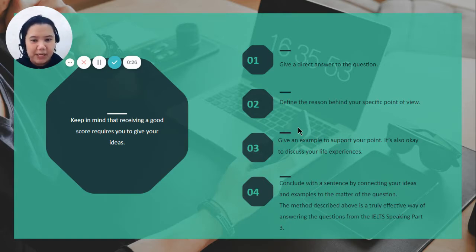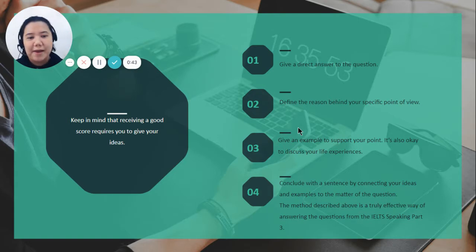All right, so for this one, there are actually various types of questions in the IELTS Speaking Part 3. Yet, you can use effective techniques to answer any type of questions for Part 3. And also keep in mind that receiving a good score requires you to give good answers or good ideas also.